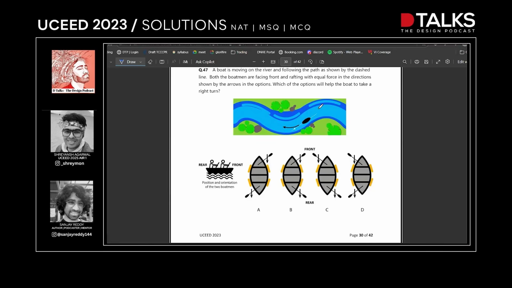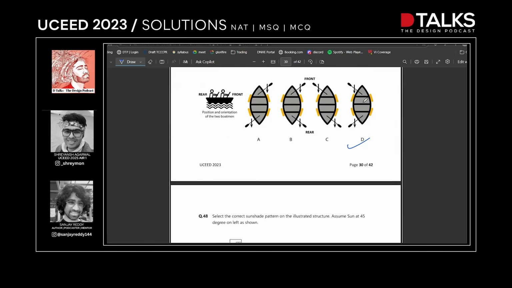Right. So I think most people can't think of this intuitively. When you paddle on the right, the boat goes to the left. When you paddle on the left, the boat goes to the right. The answer is D. I think most people will be able to solve this by intuition. In options A and C, you're paddling on the opposite side, so the boat is not going to go anywhere. It's the only confusion between D and D.